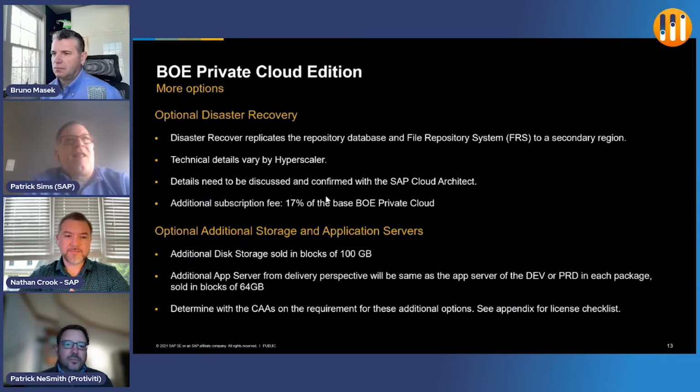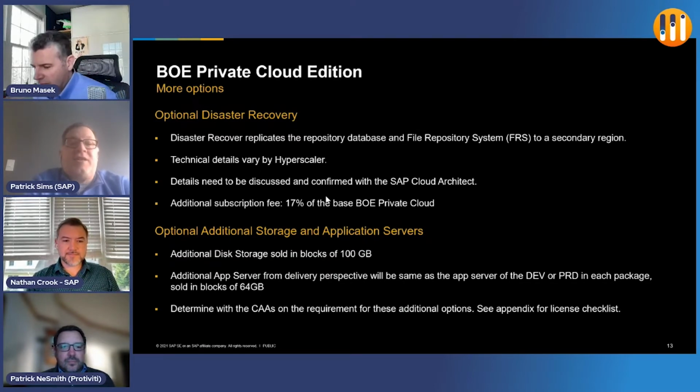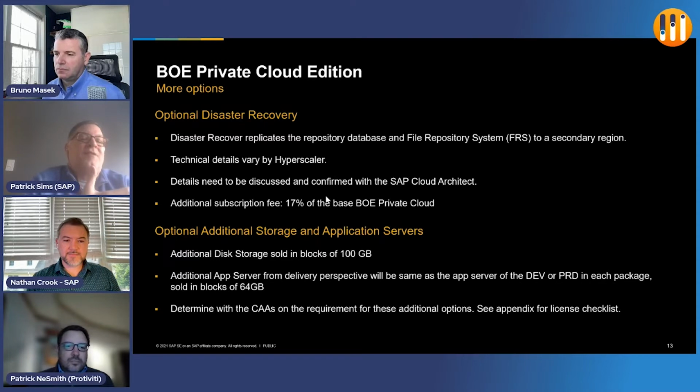Other options, right? A lot of times, especially in the government, we get the disaster recovery question. So we do have optional disaster recovery you can purchase as well. The technical details on that will, of course, vary by the hyperscaler, but it's all about having a secondary region where you can have your replicated database and FRS. And in addition to the t-shirt sizing based on users, we also have additional options for you to add storage and additional app servers if you feel that you want better performance. The disk storage is sold in blocks of 100 gigs, and the additional app servers are done from a block of 64 gig perspective.